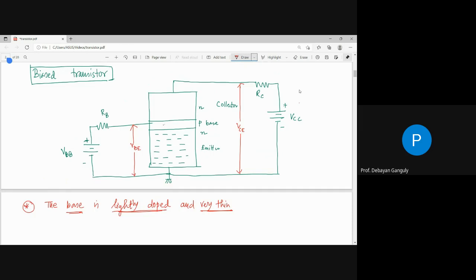I want the electron to flow from base to collector. If the base is lightly doped, what will happen? The electron will come to the base junction. There are two possibilities: it can go towards the base, or it can go towards the collector. What I want is that the electron should go to the collector junction. Some of the electrons may go to the base junction also. That's why, if this is lightly doped, the electron can reside more time within the base such that the collector can collect it.